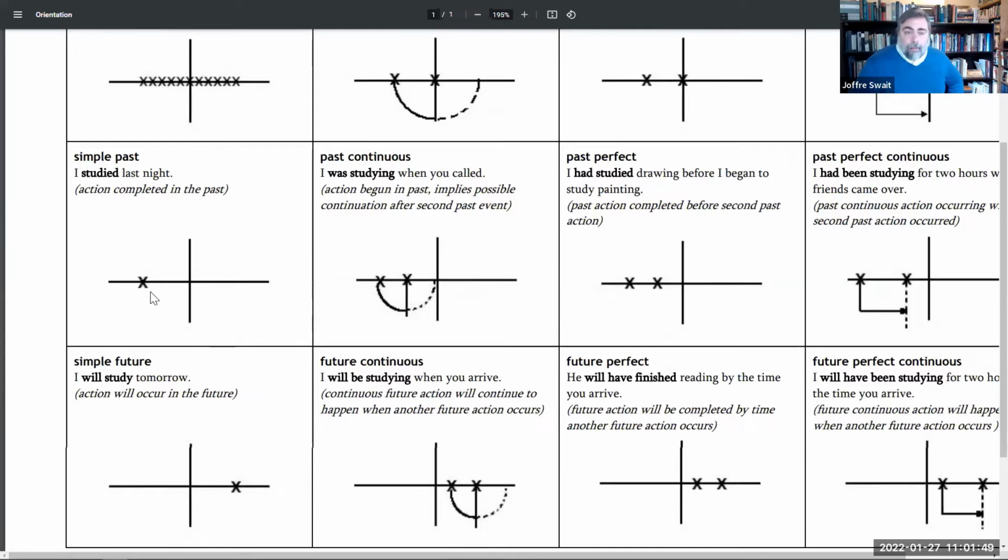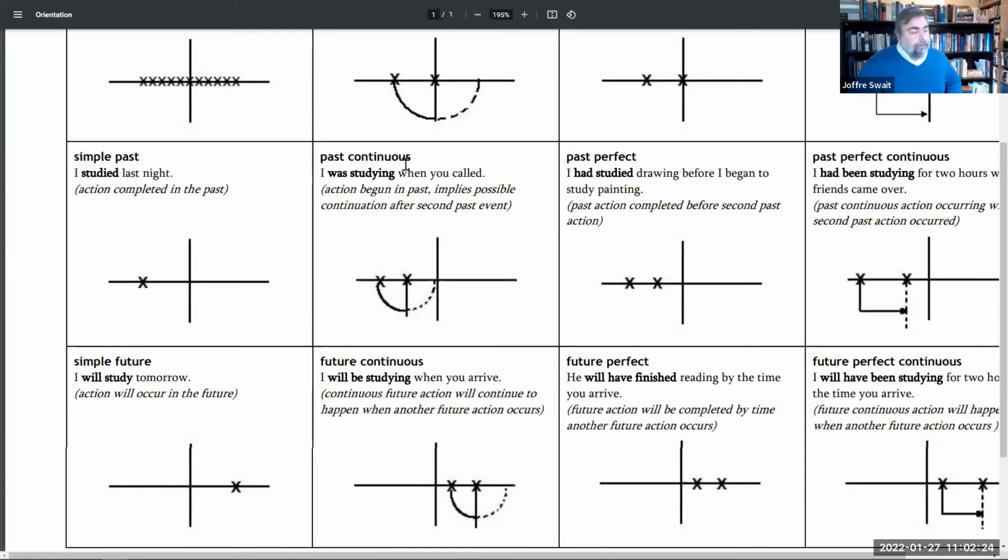Now, this may seem obvious, but it's good to be conscious of it because there are other forms of the past that actually don't necessarily tell you if it's over or not. Doesn't give you all that information. This tells us it's done. I studied last night. It's not last night anymore. I'm done. And the simple future also just one little X. I will study tomorrow. It'll be a discrete action happening in the future. So on the other side of this line is the future.